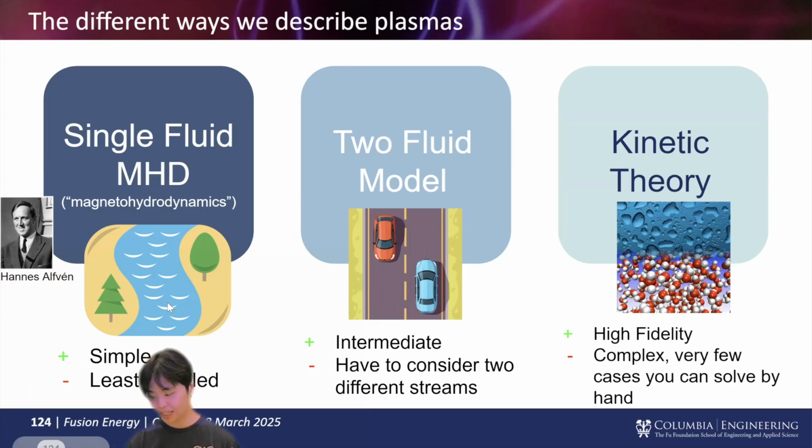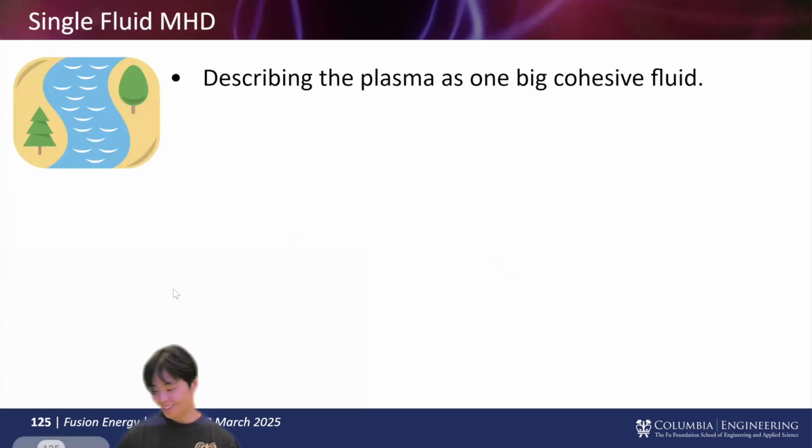And the final one is something called kinetic theory. This is very high fidelity and it's very complicated. There are very few cases you can actually solve by hand. But instead of using a fluid model where we approximate our plasma into chunks of particles, we instead, like I said, do every single particle and we have a model for that, right? Like I'm tracking every single particle. That's very complicated because a plasma can have many particles. So going into detail for each one, right?